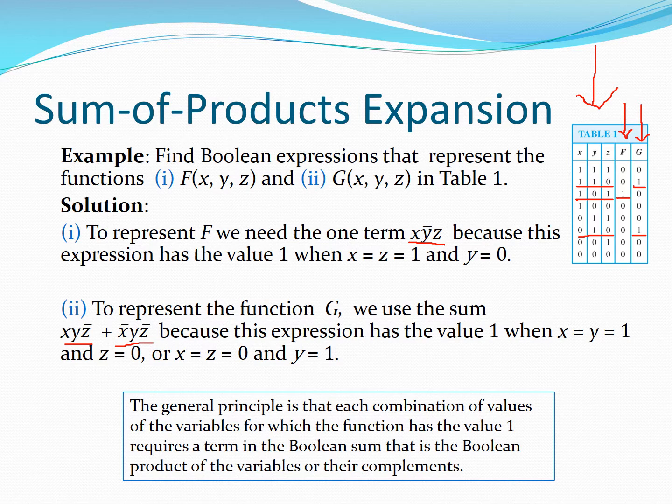You're going to first start by looking at how many ones there are under the function column, and there will be a term to represent each of the rows where there is a 1 under the function column. Okay, and each of them is going to be added. Since there is only one such term for function f, you only got one term. Since there are two ones for function g, you get two terms in your sum of products expansion.